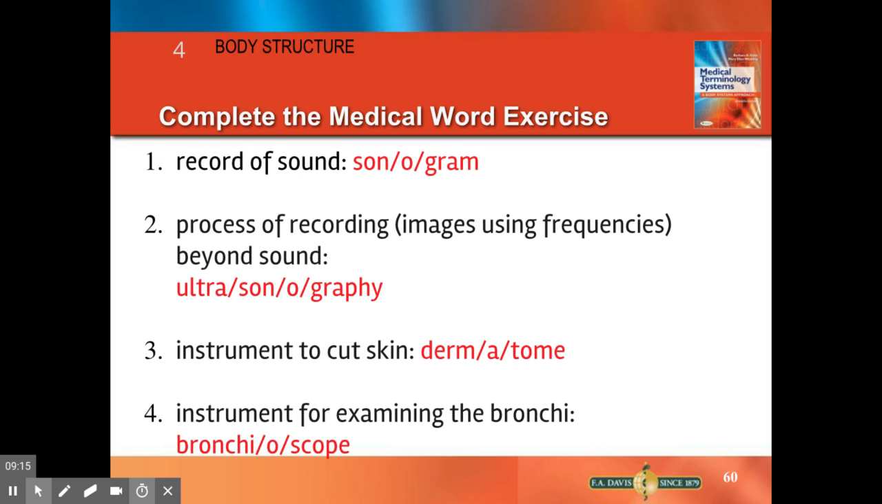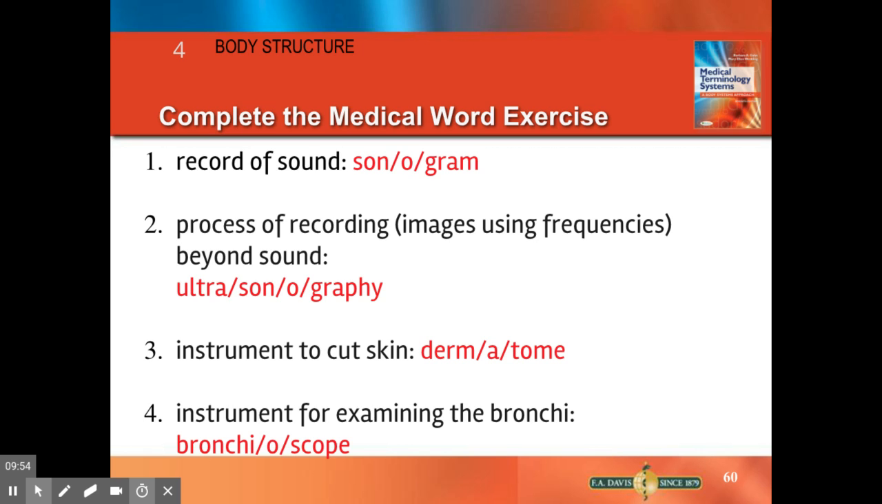So now we're going to use some word exercises. A record of sound would be a sonogram. So sono meaning sound, and gram means record, sonogram. A process of recording images using frequencies beyond sound would be ultrasonography. That would be our ultrasound. Instruments that cut into the skin would be a dermatome.